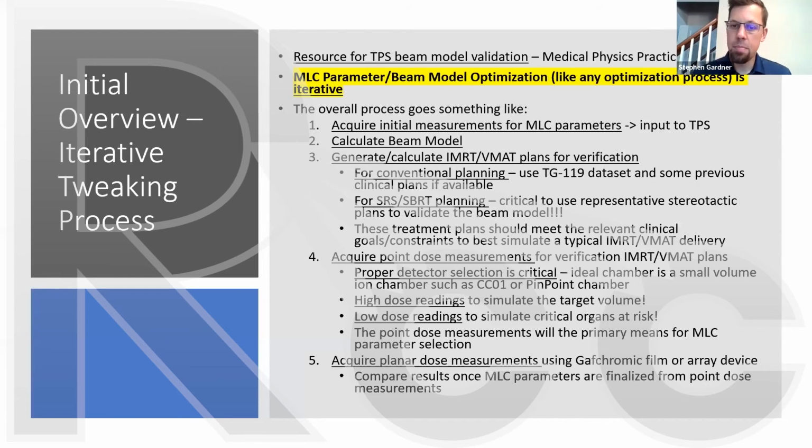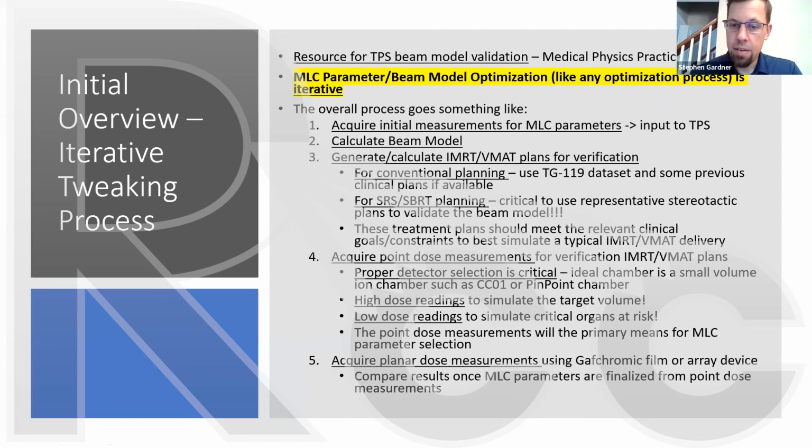Ideally, I'm going to focus on the point dose measurements. I found those to be the most helpful for validating the algorithm. We just want to make sure that we're selecting the proper detector, so something with a small volume ion chamber. We typically use a CC01 or pinpoint chamber at my clinic. We're going to take this chamber and use it to generate high dose readings and low dose readings, simulating the target volume and the organs at risk. As I mentioned, we're going to use these as a primary means for MLC parameter adjustment and selection.